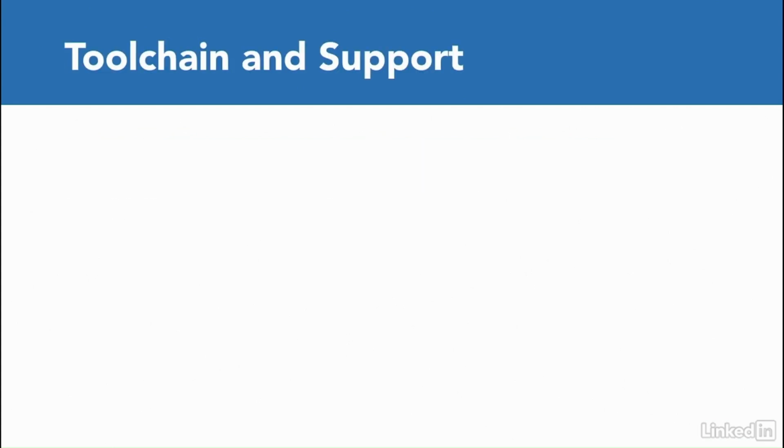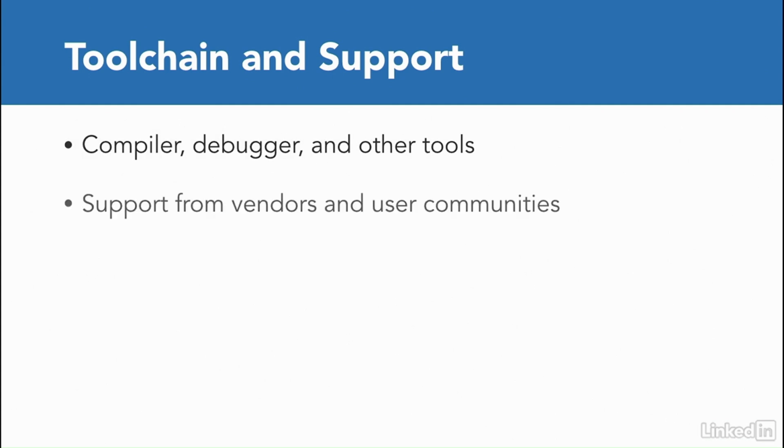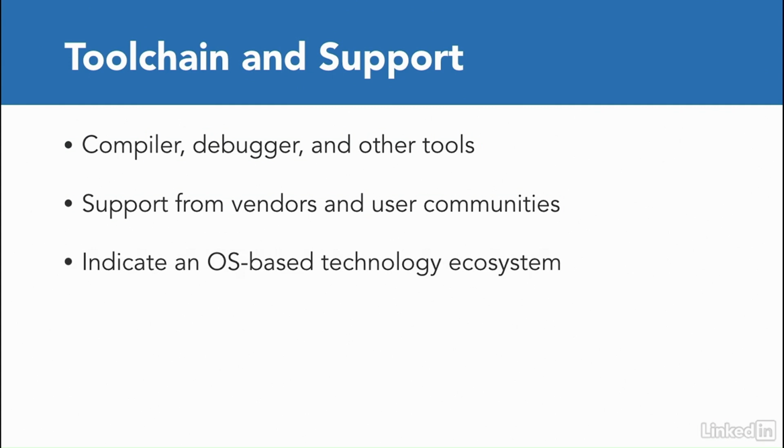Toolchain and support. The toolchain and support include the support for compiler and debugger tools, which are very important for software development. These may also include the out-of-the-box support from vendors. Support from the vendor and the user community is also important to OS users and developers. Usually, the good support for the OS from the vendors and open source community indicates its healthy technology ecosystem.